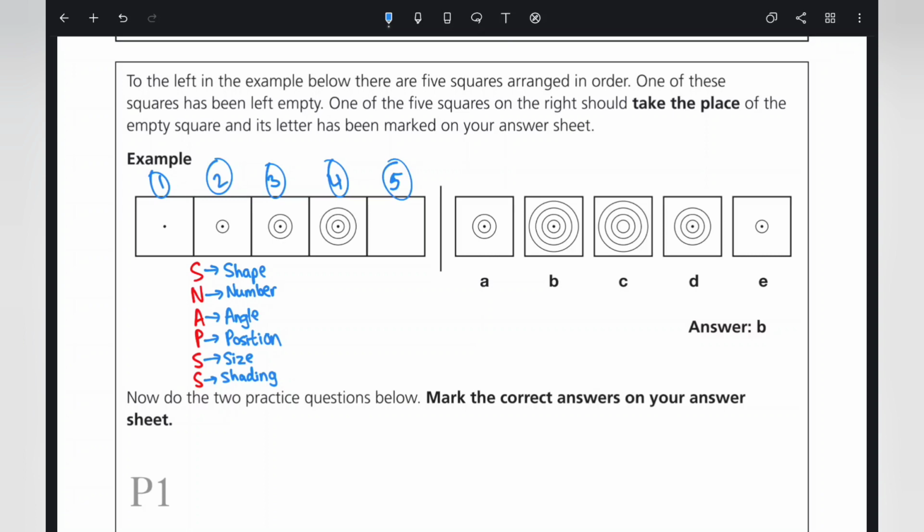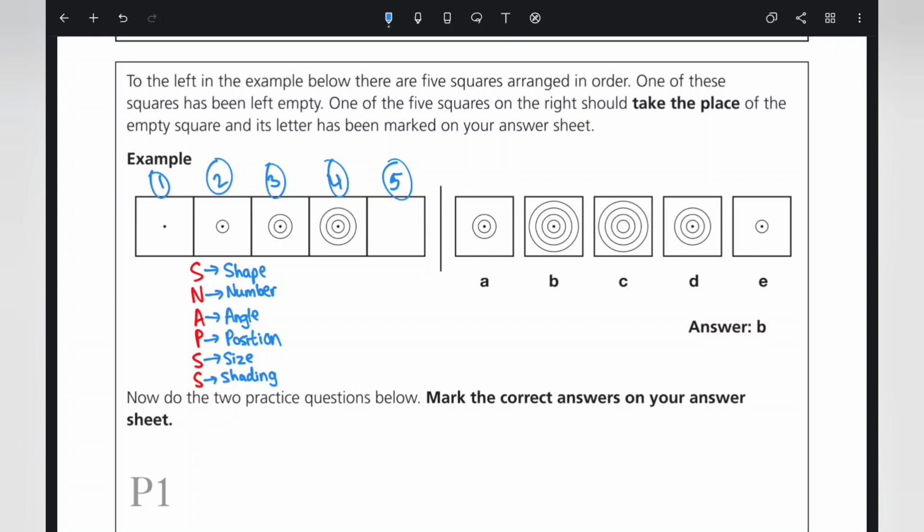In the first image we've got a dot, the second one a dot with 1 circle, the third one a dot with 2 circles, the fourth one a dot with 3 circles. What's happening from one picture to the next is you've got a black dot in the center, but there's an extra circle each time, so it's adding +1. So the fifth image will clearly have the black dot in the middle with 4 circles, okay?